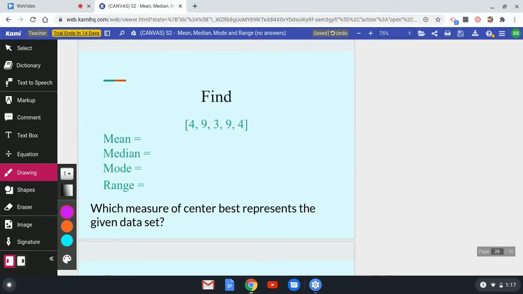All right, here we go. Pause if you feel comfortable. We'll talk about that question at the bottom at the end. So pause and try, and then we'll talk about it.